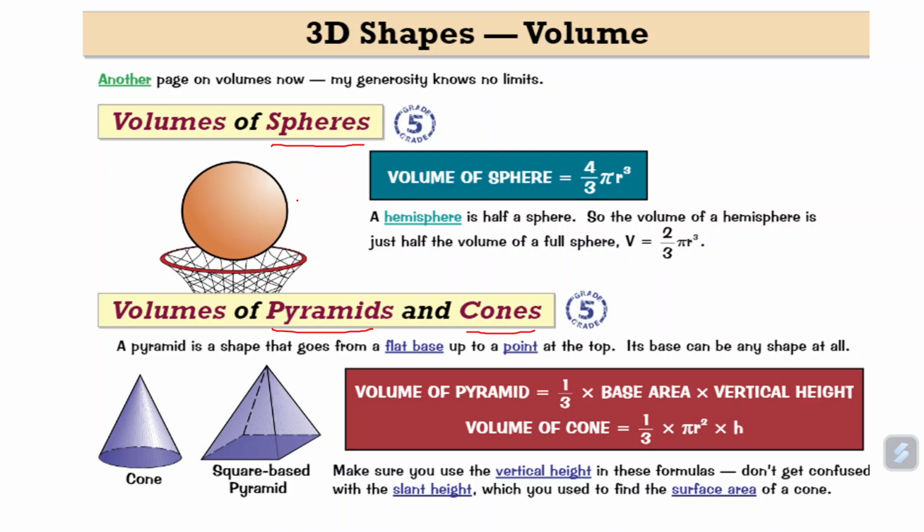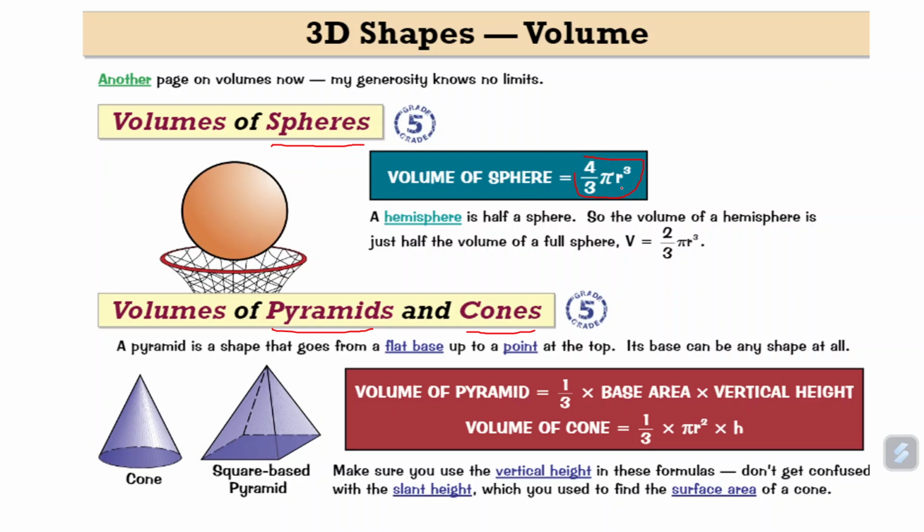So this sphere is the 3D shape of a circle. The circle is the 2D, while the 3D is a sphere. In other words, a sphere looks like your normal football you use on the soccer pitch. This is a sphere, and the volume of the sphere is 4 over 3 times pi times r raised to power 3.